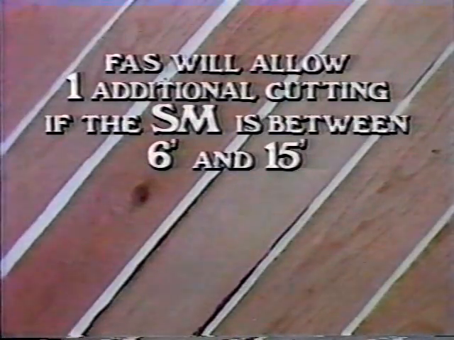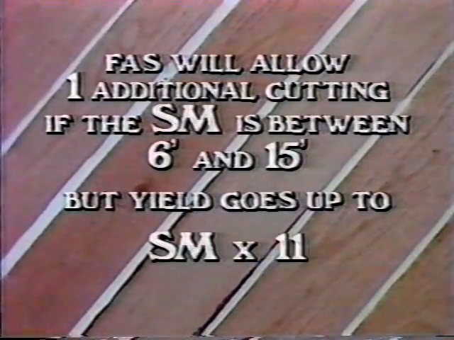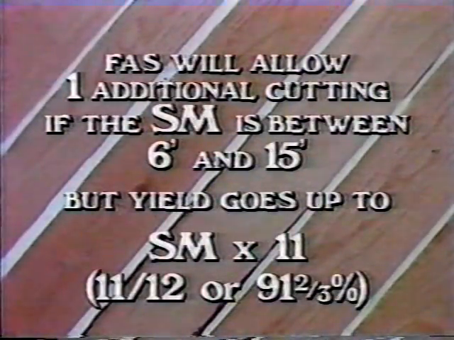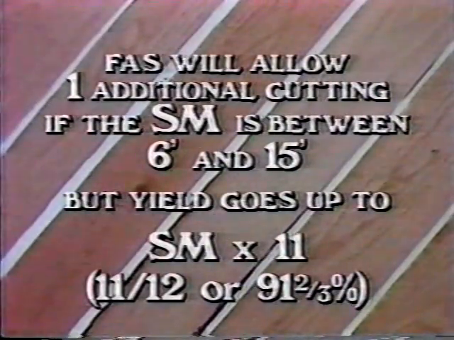FAS will allow 1 additional cutting if the surface measure is between 6 and 15 foot. But the yield goes up to surface measure times 11, which is 11/12 or 91 2/3% clear face cuttings. The next grade in order of importance is the grade of selects. Selects is a combination of FAS and number 1 common, so I will discuss the number 1 common grading requirements, and then we'll come back to selects.